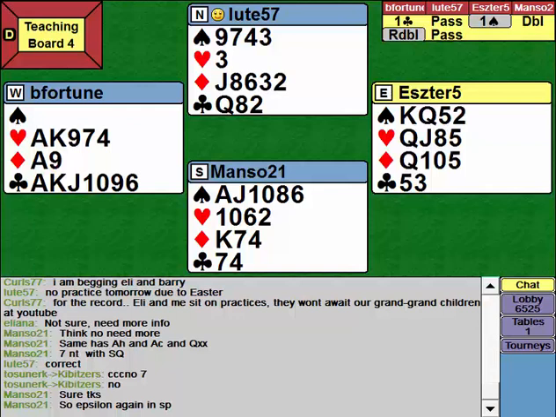See if Esther can work this one out. Well done. Did she get the alert right? Well, she would have done. Okay, this is heart support with 0 to 3 controls. Okay, so hearts are agreed here.